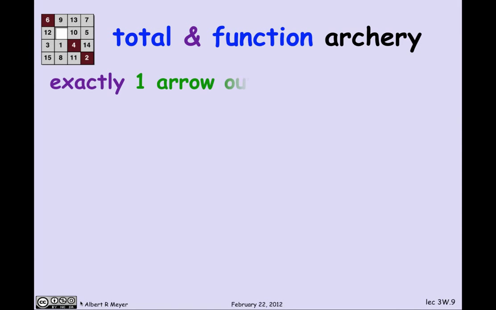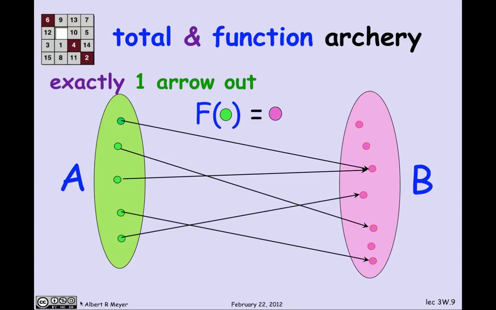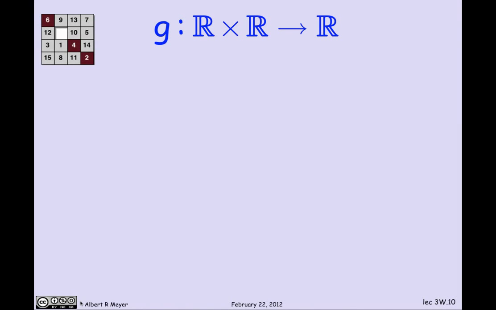So total and function means that there's exactly one arrow out. And that's probably the most familiar case of functions. In lots of fields, it's assumed that functions are total. But the truth is that they often are not total, and people aren't careful about it.